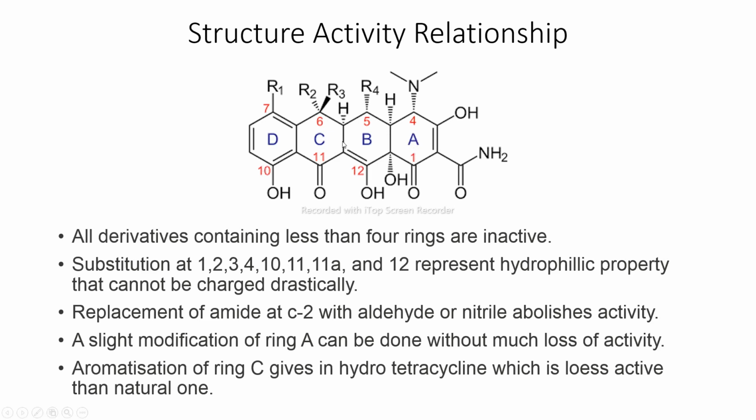Then aromatization of ring C gives anhydrotetracycline, which is less active than the natural one. So if we aromatize this C ring by adding some double bonds, then its activity decreases, or it loses activity. That tetracycline will lose its activity.